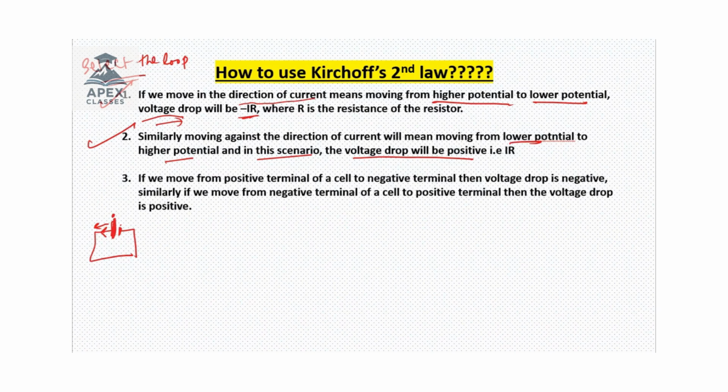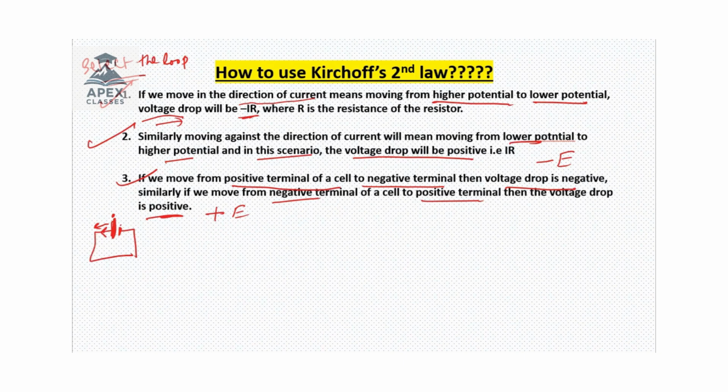Okay. Now if we move from the positive terminal of a cell to the negative terminal, what? पॉजिटिव टर्मिनल माने ये पॉजिटिव टर्मिनल है, और इधर से अगर हम मूव किए नेगेटिव टर्मिनल में, तो माने क्या? लोअर पोटेंशियल. So वोल्टेज ड्रॉप क्या होगा? ऑटोमेटिकली नेगेटिव. So नेगेटिव माने जो ईएमएफ होगा उसको हम माइनस E करके लिखेंगे. क्लियर? Next, अगर इसका उल्टा हुआ तो नेगेटिव टर्मिनल से अगर हम मूव किए पॉजिटिव में, then what will happen? Then positive होगा, माने plus E. ठीक है. So these 3 rules I hope you will keep in mind.